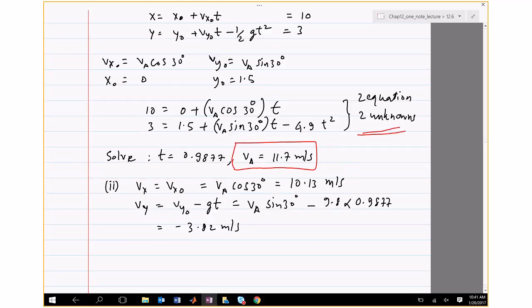So that's minus 3.82 meters per second. What we're interested in this case is the magnitude of the velocity. That is going to be 10.13 squared, the x component, plus the y component, which is minus 3.82 squared. The square root of this whole thing is 10.83 meters per second. So that's the answer.